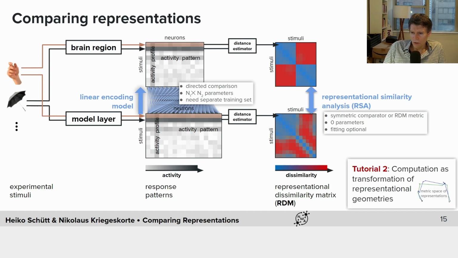So in tutorial 2, you'll think more about computation as the transformation of representational geometries and about this concept of a metric space of representations that Heiko has already introduced you to. And it will be critical to have these symmetric measures that enable us to compare different representations, even when they have different numbers of neurons.